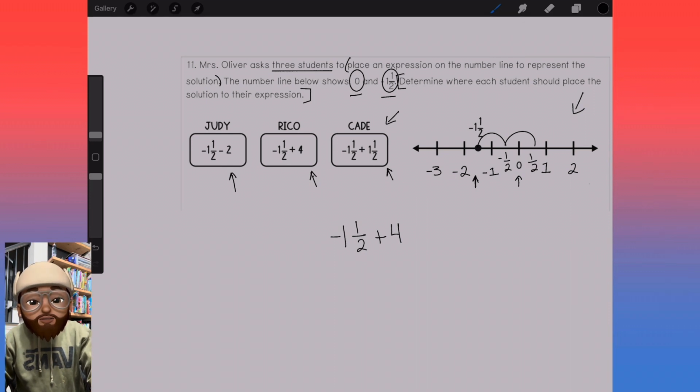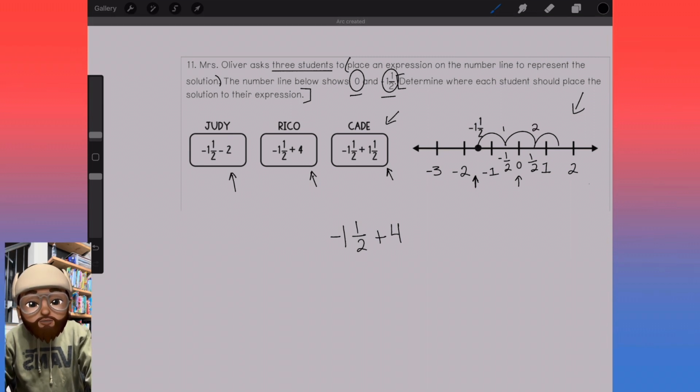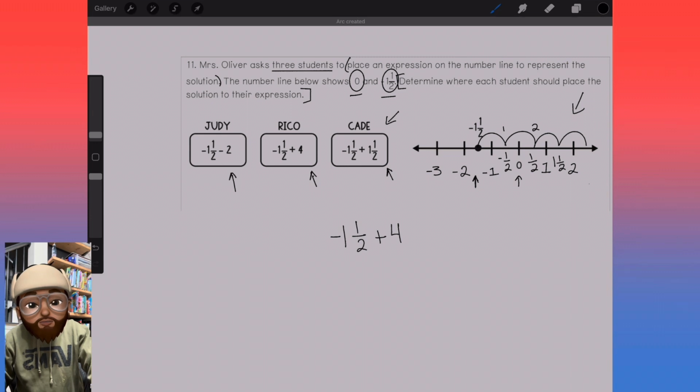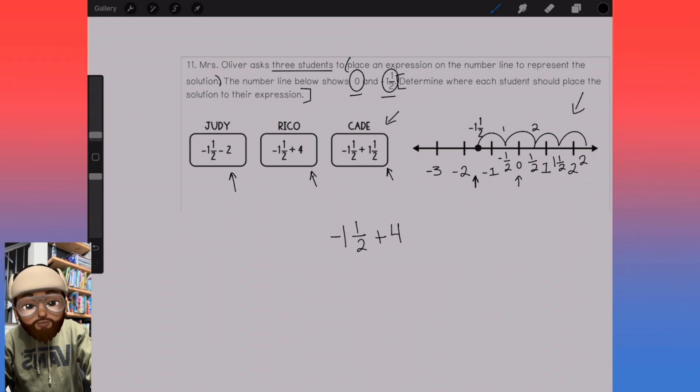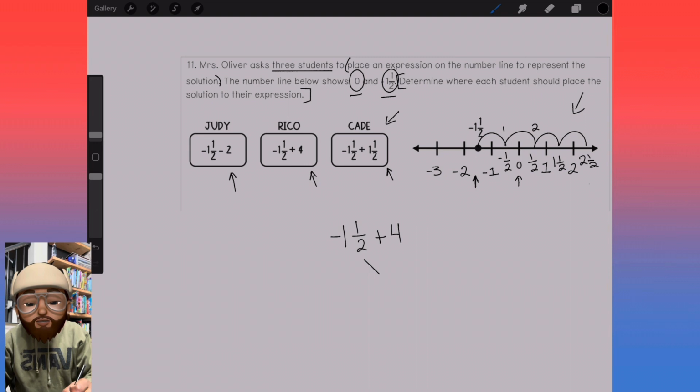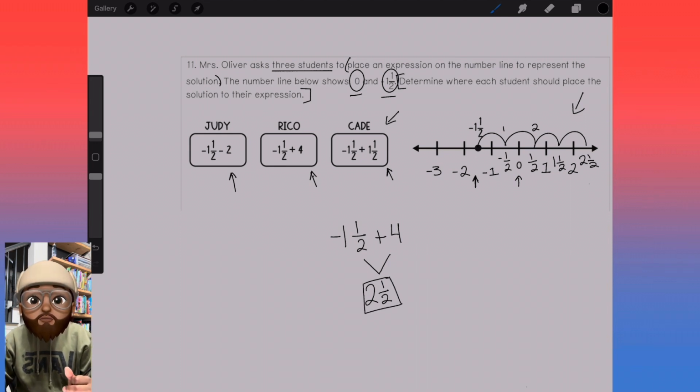How many jumps is that? That's 1 and 2. Now let's go ahead and make our third jump. That takes us to 1.5. And then let's make our final 4th jump, and that'll take us to 2.5. So we know that for Rico, -1.5 plus 4 would equal 2.5. So that's our answer for Rico. Good job. Let's go ahead and move on to Cade.